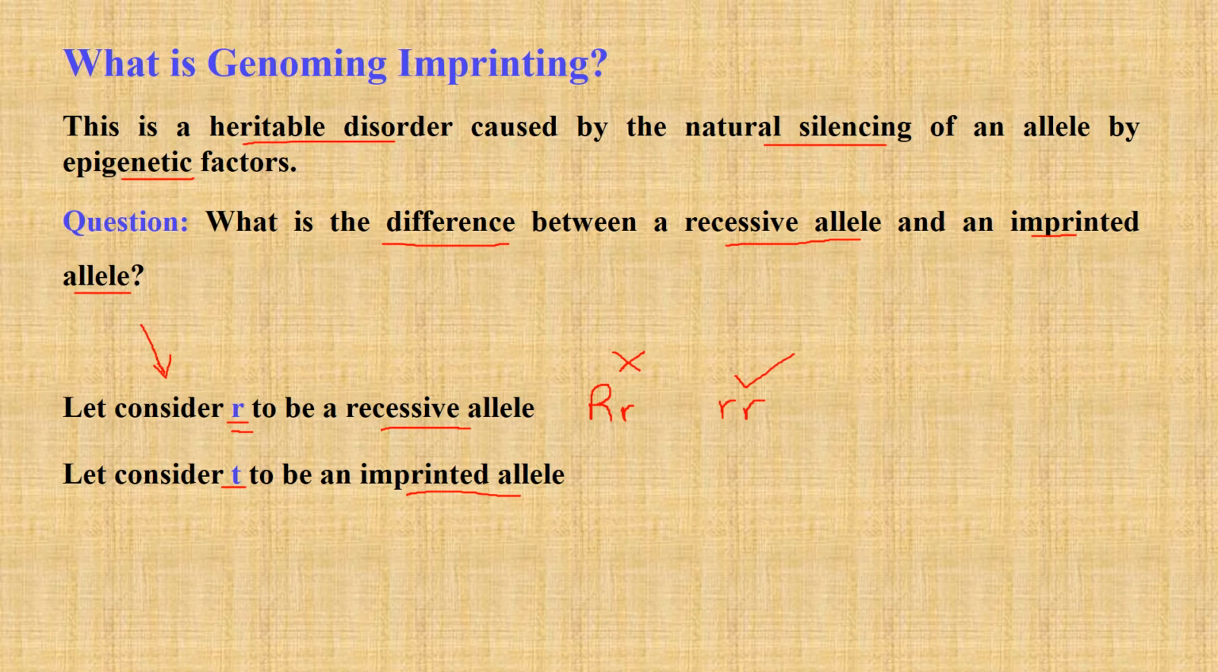Okay, but an imprinted allele small t will not express itself, be it in the heterozygous form or in the homozygous form, because it is imprinted. So if it is in a double copy, it will not express itself, and even when it is in a single copy, it will not express itself. Okay, so to summarize, a recessive allele will express itself in the homozygous form, but an imprinted allele will not express itself, be it in the heterozygous or in the homozygous form.